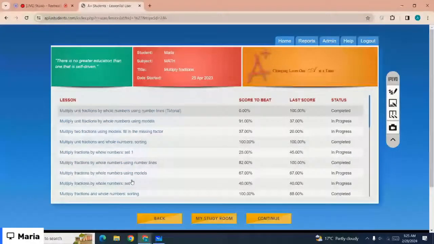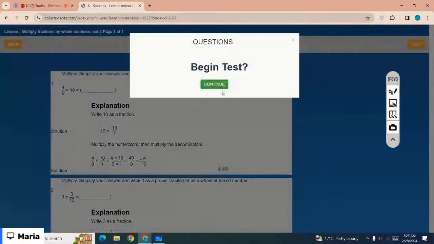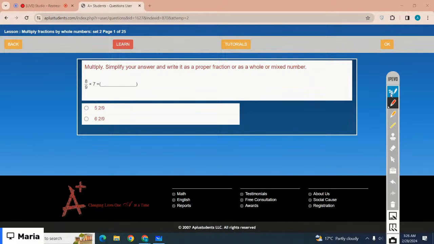Okay, the next lesson is multiply fractions and whole numbers. We have already done this lesson in the last chapter session, like how to multiply a whole number and a fraction. So let's start with the first example, that is 8 over 9 times 7, right? Whenever you have to multiply a whole number and a fraction, 7 is a whole number and you don't have any denominator for 7. That means its denominator must be 1, right?